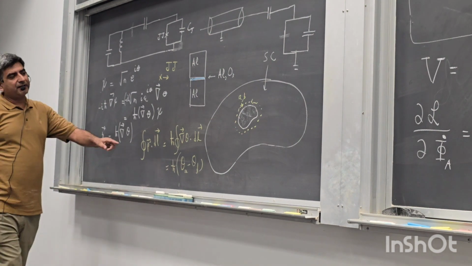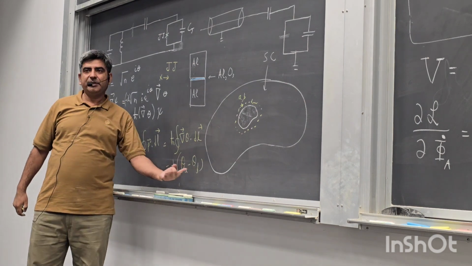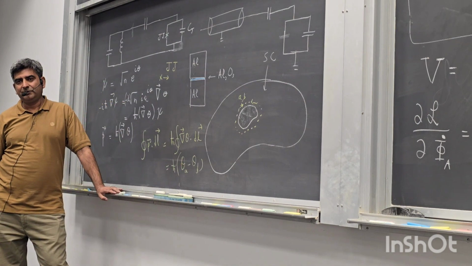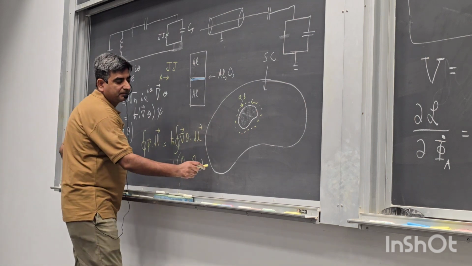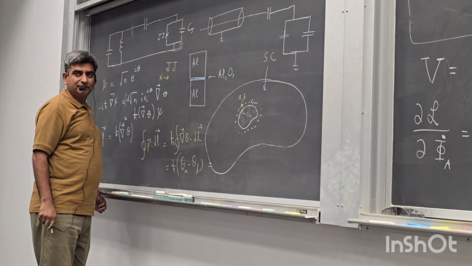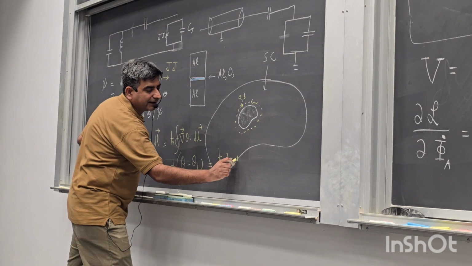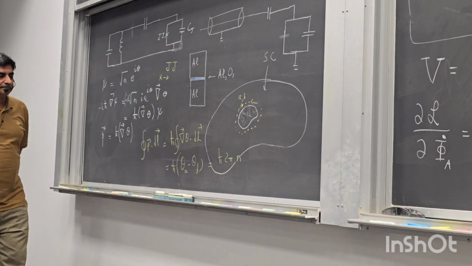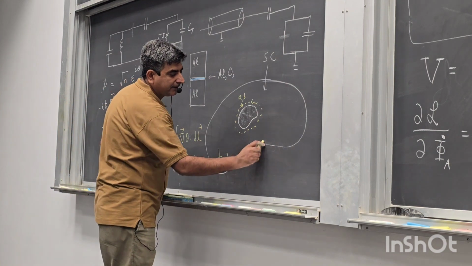So now the wave function has to be unique, which means that this phi a minus phi b has to be some multiple of 2 pi. So I'll get h bar 2 pi n, okay, which is h n.